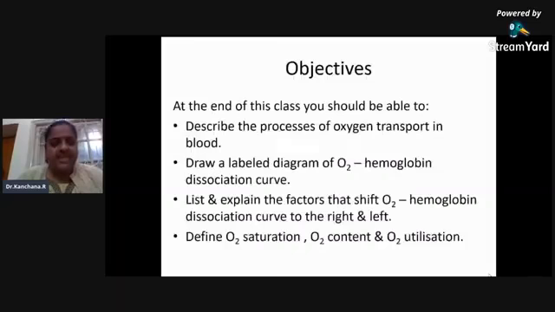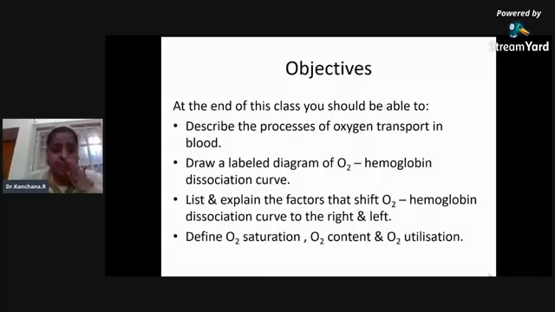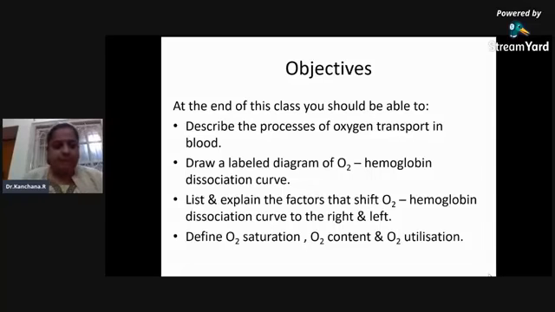Coming to the objectives, at the end of this class, you should be able to describe the processes of oxygen transport in blood, draw a labeled diagram of the oxygen-hemoglobin dissociation curve, list and explain the factors that shift the oxygen-hemoglobin dissociation curve to the right and left, and define oxygen saturation, oxygen content, and oxygen utilization.